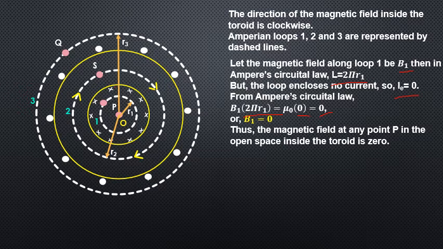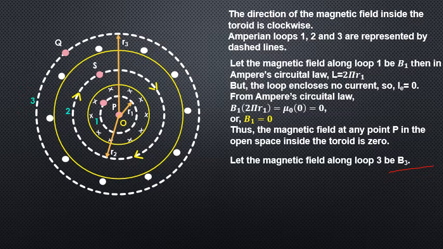Now, what do we understand from this discussion? As I told you earlier also, we have proven it mathematically that the magnetic field at any point P in the open space inside the toroid, as it is shown here, is 0. Next, we move on to the magnetic field along loop 3. So we have taken it as B3 here.